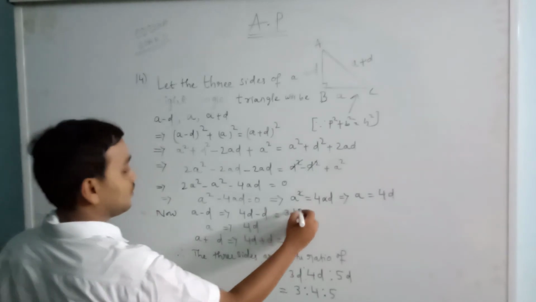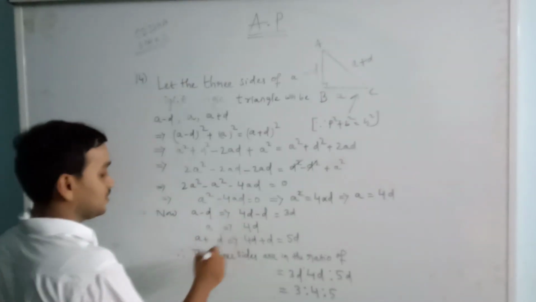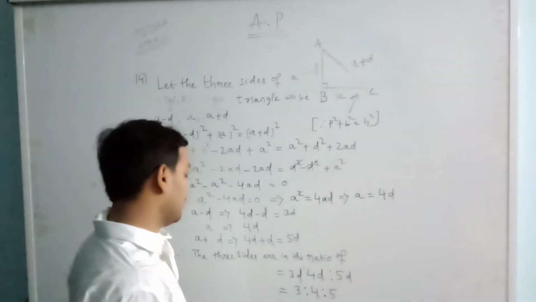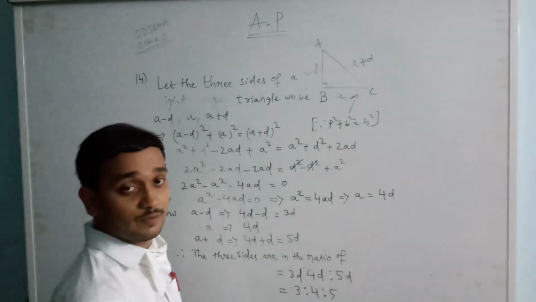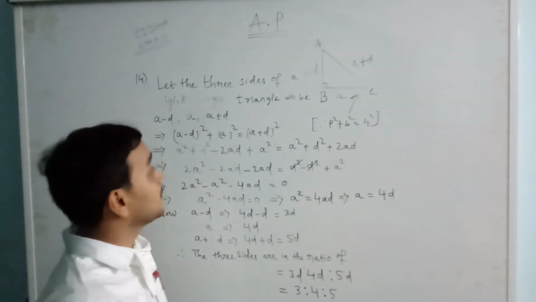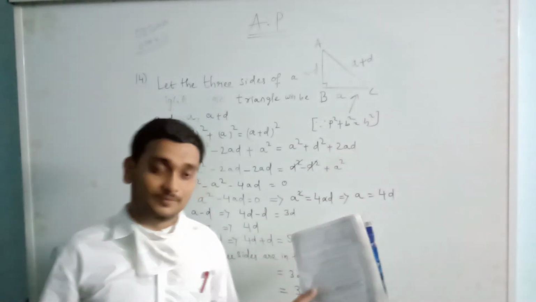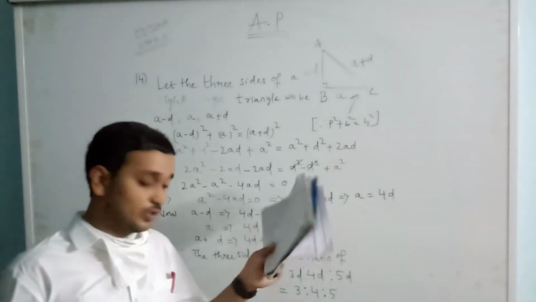These are the sides now, because a minus d, a, a plus d are the sides of the right angle triangle. The three sides are in the ratio of 3d, 4d, 5d, that means 3 is to 4 is to 5. Understood? Hope so. Note it down in your notes.